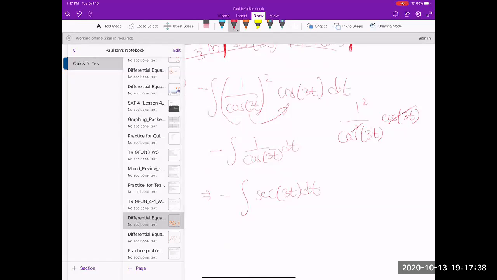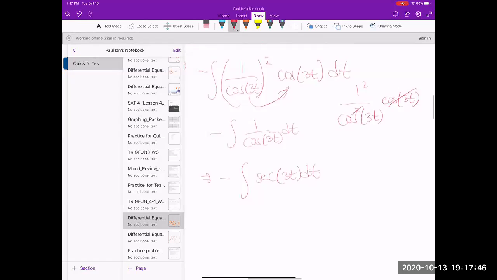For this, you probably have to do a u-sub, if you remember doing that. Your u would be 3t. So du would be 3 dt. And then you need to do du equals 3 dt, and then dt equals 1/3 du. And then you times this by 1/3 du.